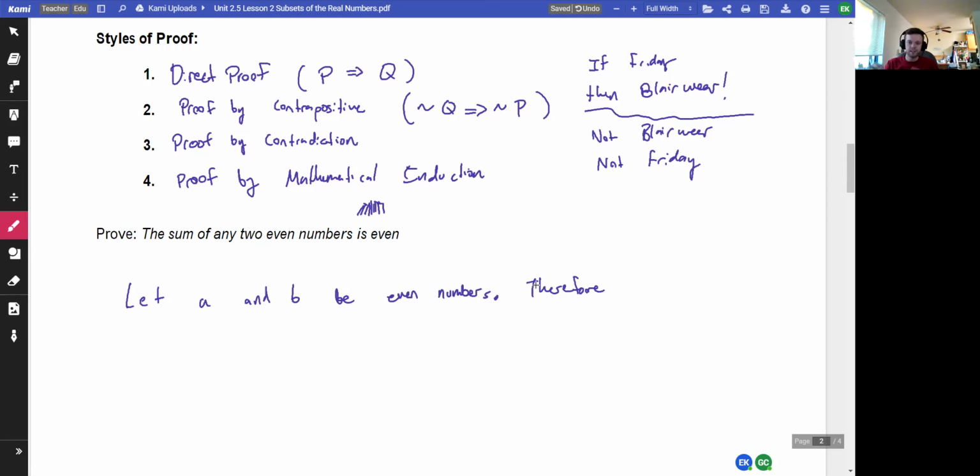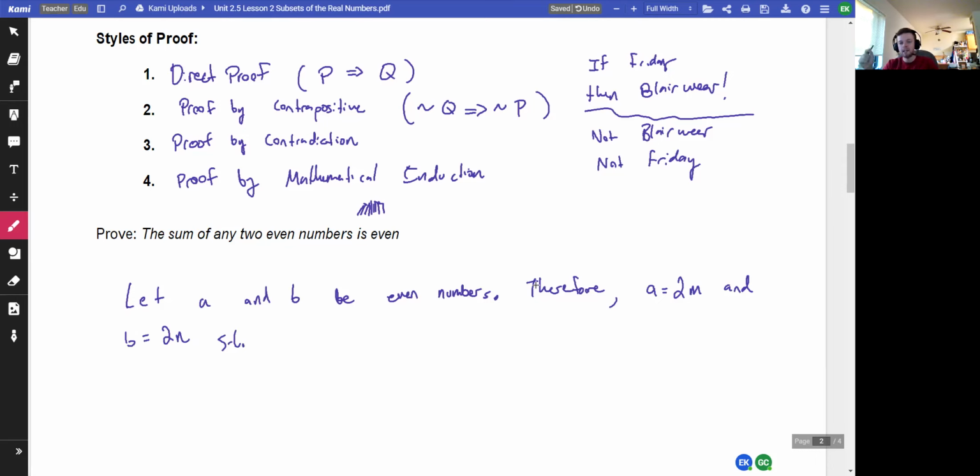You don't have to be so fancy with words like "thus," but you want to preface the sentence with something that brings in the previous sentence. So, let A and B be even numbers. Because of that, therefore, A is equal to 2 times M, and B is equal to 2 times N, such that M and N are integers. There it is. All right.